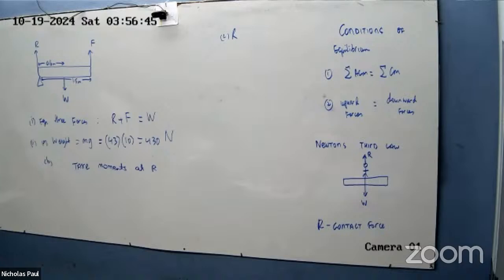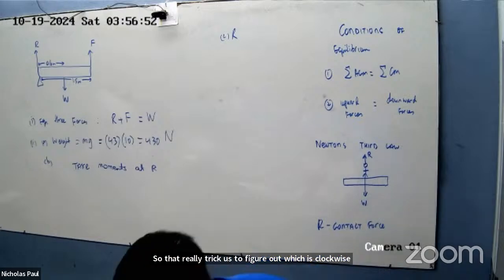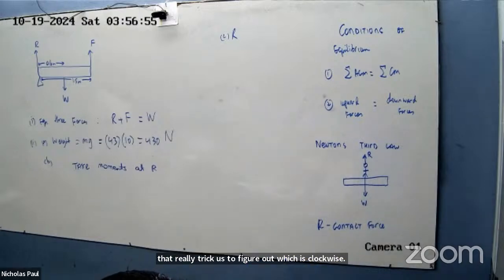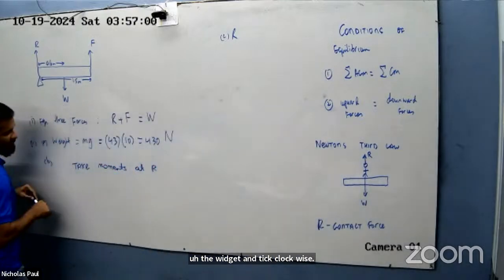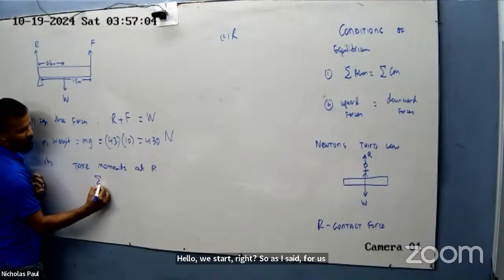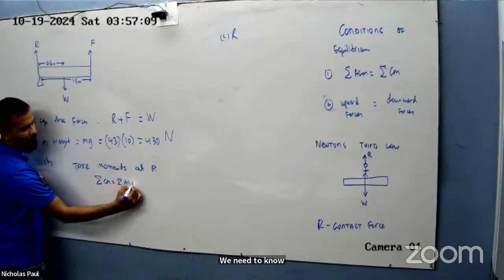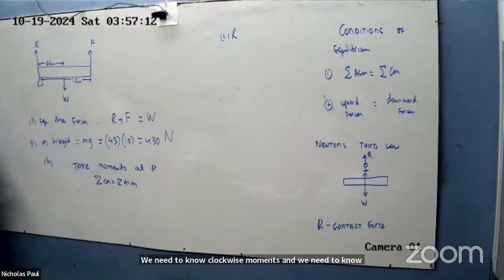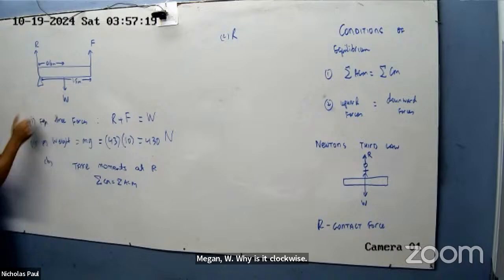Figure out which is clockwise, which is anti-clockwise. So that's the trick, right? The trick is to figure out which is clockwise and which is anti-clockwise. Let me start. As I said, for us to work out F, we need to know the clockwise moments and the anti-clockwise moments. So Megan, W, clockwise or anti-clockwise? One on the pivot, one on the force, so it's clockwise.